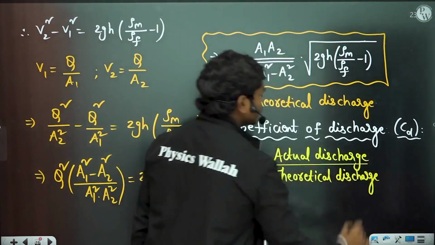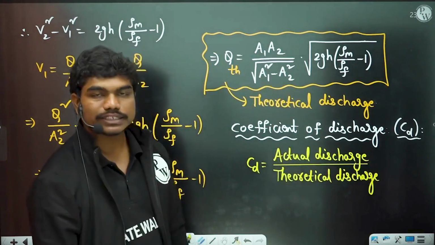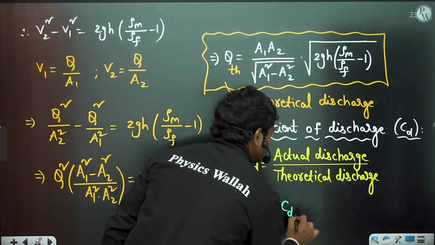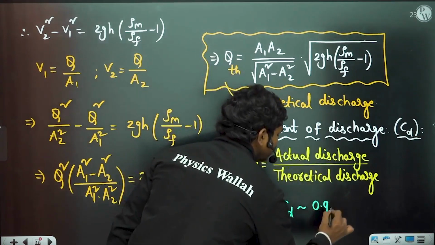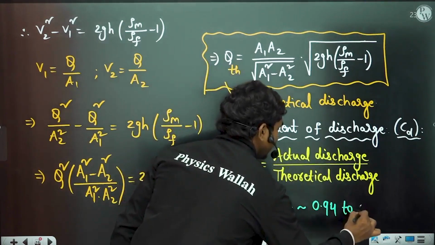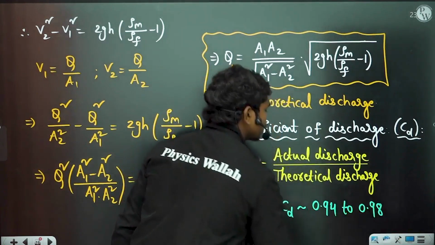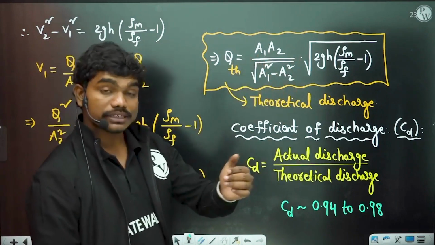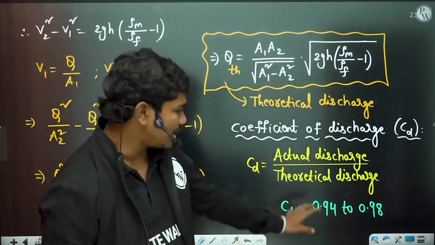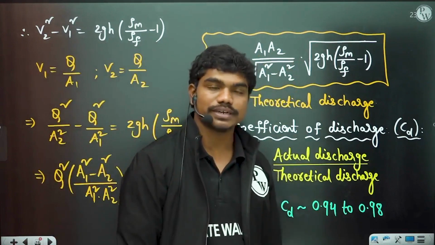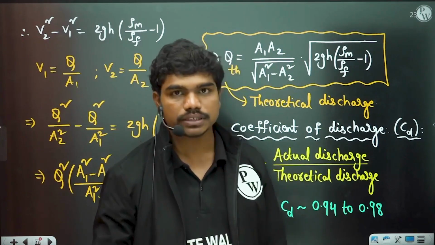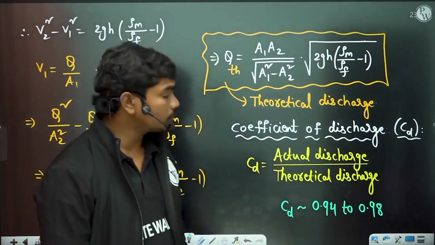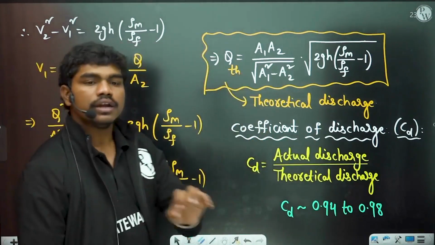Normally for Venturi meter this value, CD of Venturi meter, is around 0.9 to 0.94, sometimes up to 0.98, in this range on an average. It has very high coefficient of discharge. Whatever you have calculated using the formula will be very close to the actual discharge. Only some 5 to 6% variation will be there. That's why Venturi meter is one of the most famous meters used to measure flows even today.